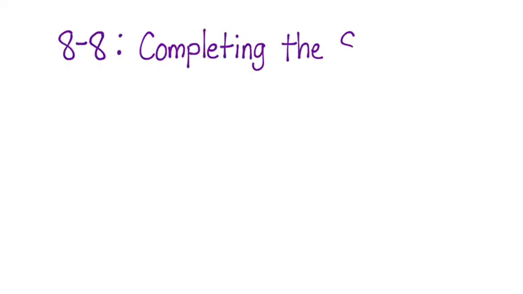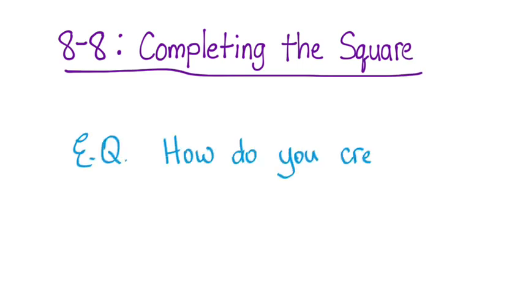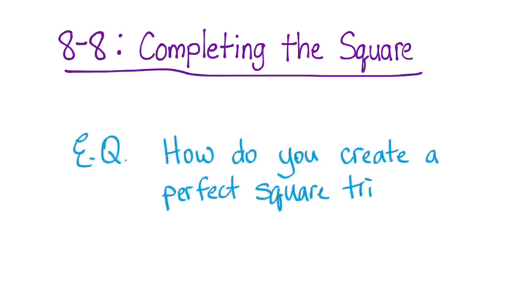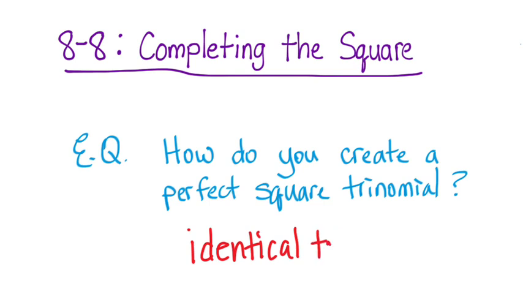So today we're at 8, completing the square. So how do you create a perfect trinomial square or a perfect square trinomial? We also like to say these are identical twins, right? Identical twins. And these identical twins could be, for example, like x plus 2 squared, right? That's what we're talking about here.